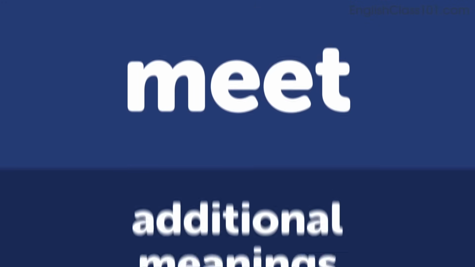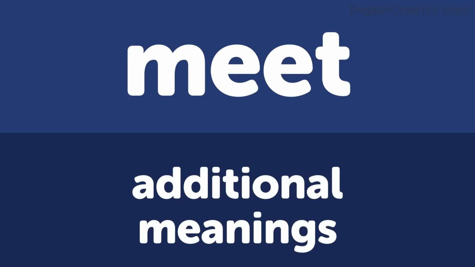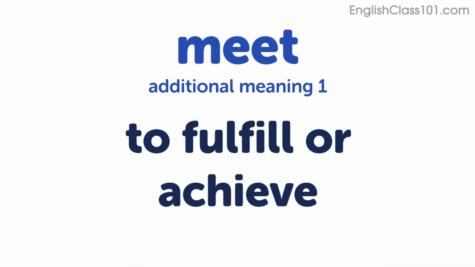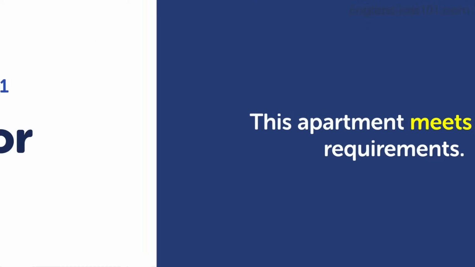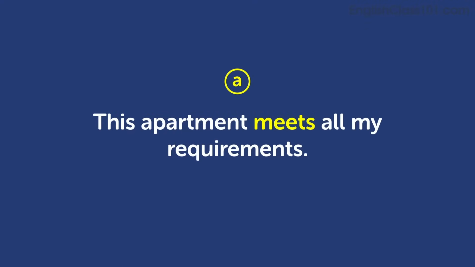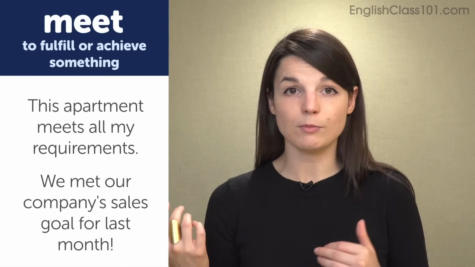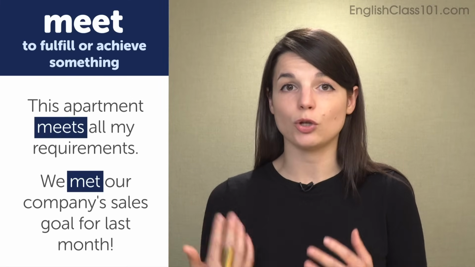Okay, now let's look at some additional meanings for the verb. The first additional meaning for today is to fulfill or achieve something. Examples. This apartment meets all my requirements. We met our company's sales goal for last month. So in both of these examples, we see the verb meet being used to mean fulfilling or achieving something.